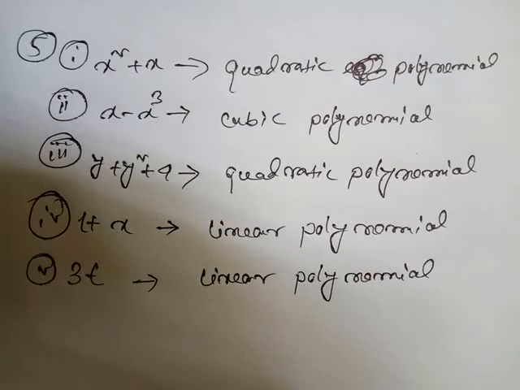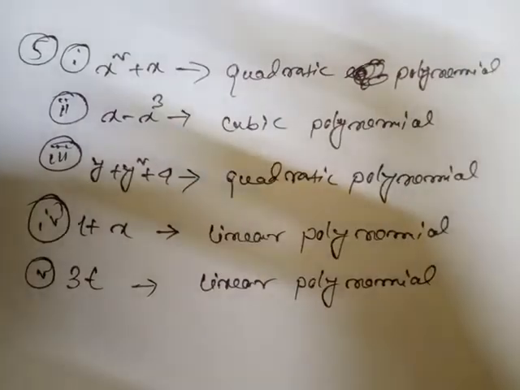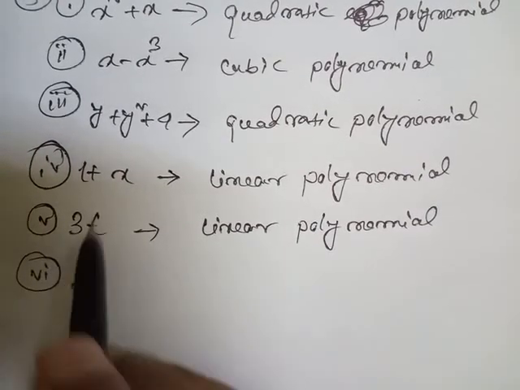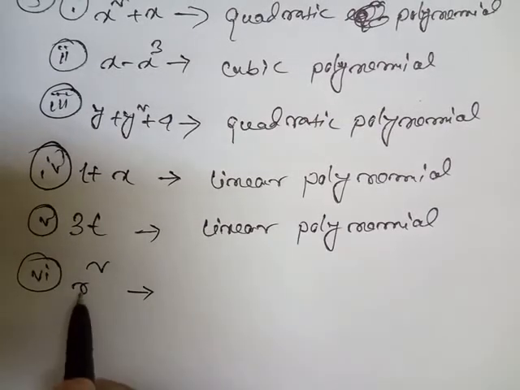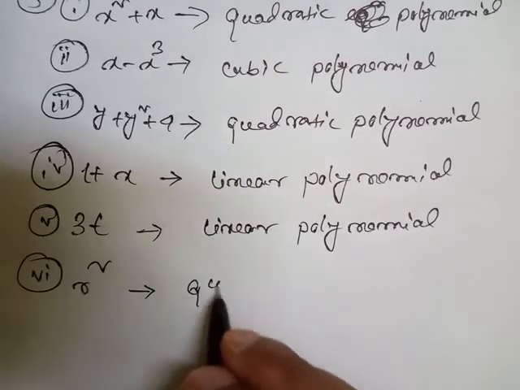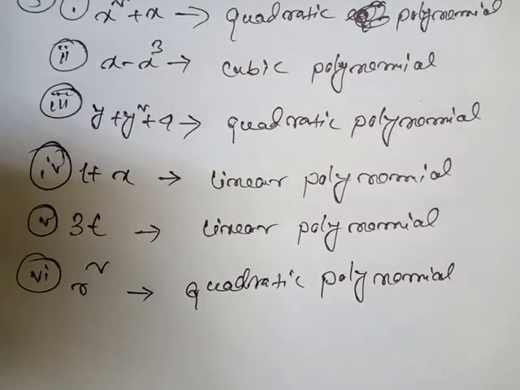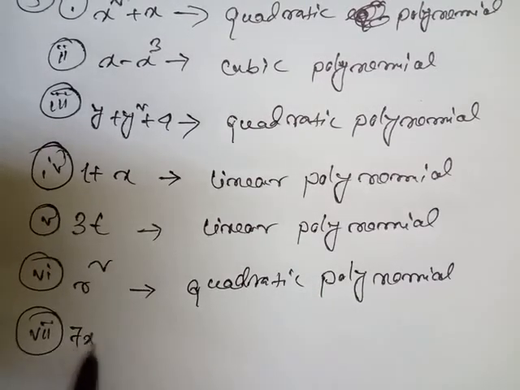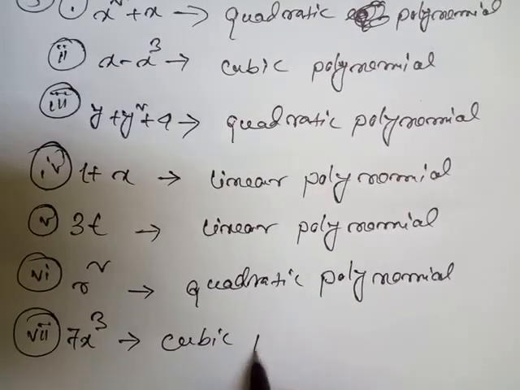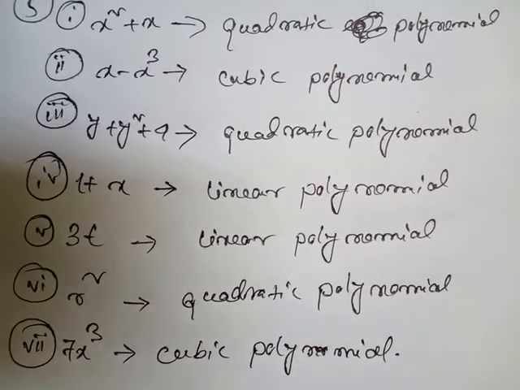Now only two sums are left from here, Roman 6 and 7. So Roman 6 is r square. If it is r square, now r is a variable and power is 2, so we can say that it is a quadratic polynomial. So obviously we'll write here quadratic polynomial. And the last one is Roman 7 is 7x cube. Now here again also the power of variable is 3, so we can say that it is a cubic polynomial. Here we are going to end our exercise 2.1 class 9 general maths.